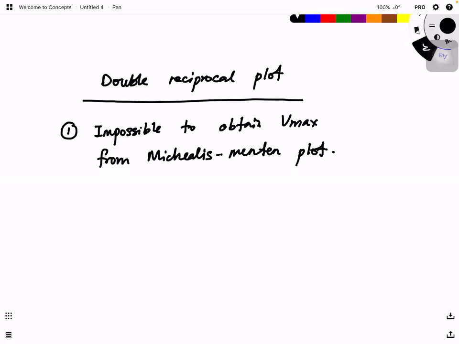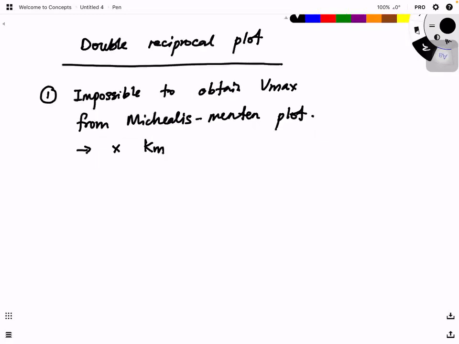Okay, for the Michaelis-Menten plots, it is impossible for us to obtain Vmax. So it is also impossible for us to know Km. Therefore, we are going to reciprocate our graph. So that's why we need to plot the double reciprocal plot.